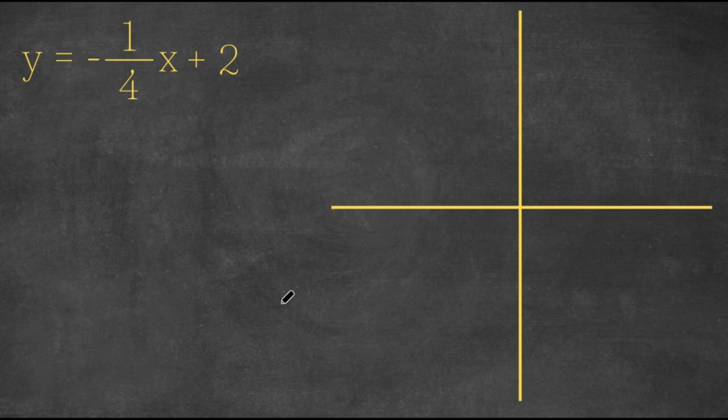In today's video, I'm going to be teaching you guys how to graph an equation with a negative slope. So right here, we have y equals negative 1/4 x plus 2.